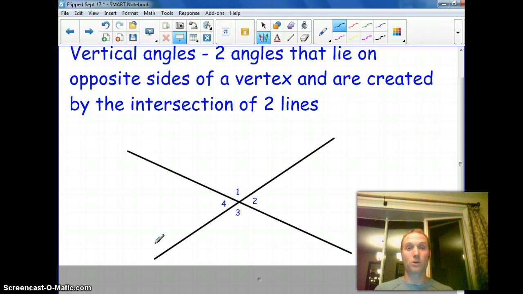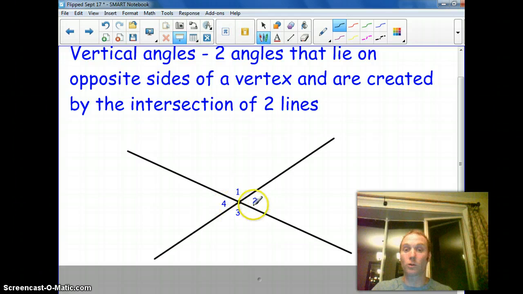What pairs are those? Angles 1 and 3. These two angles, 1 and 3, lie on opposite sides of this vertex right here. And these two lines, these two segments in this case, create angles 1 and 3. That makes them vertical.